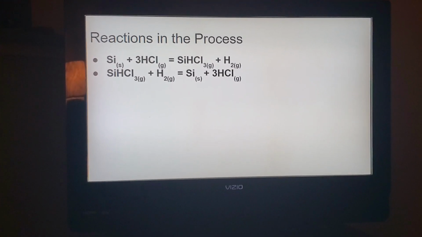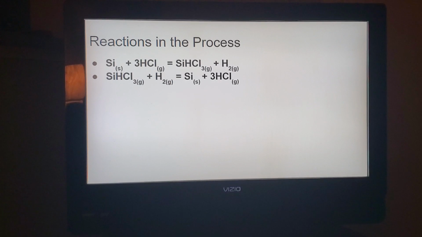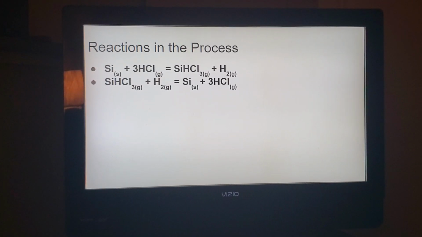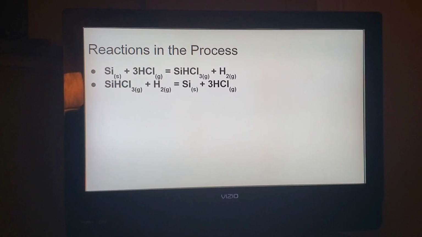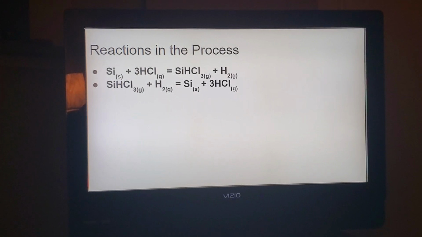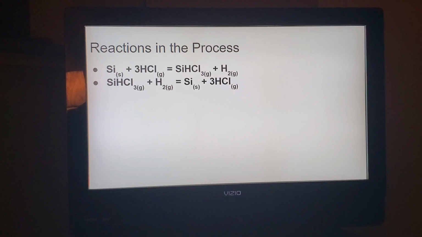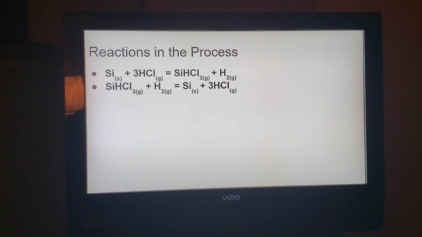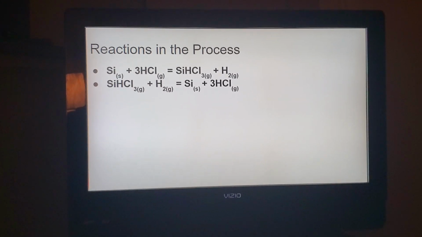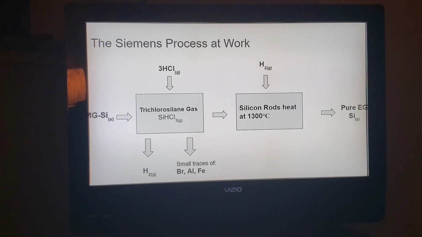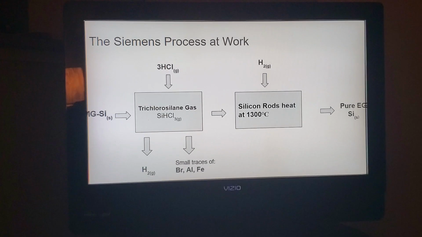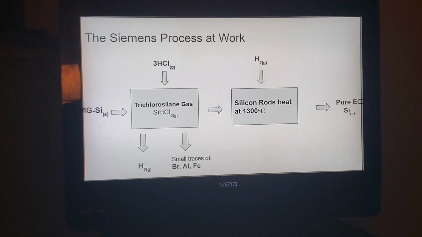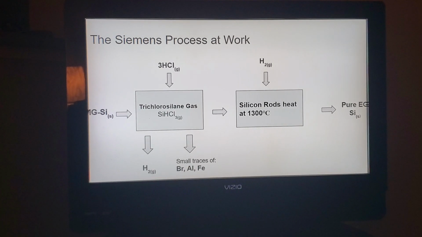The process currently has two reactions. It is the reaction of turning the silicon into trichlorosilane gas, and then changing that trichlorosilane gas back into silicon. Here I can show you a more in-depth version of how the two processes work.